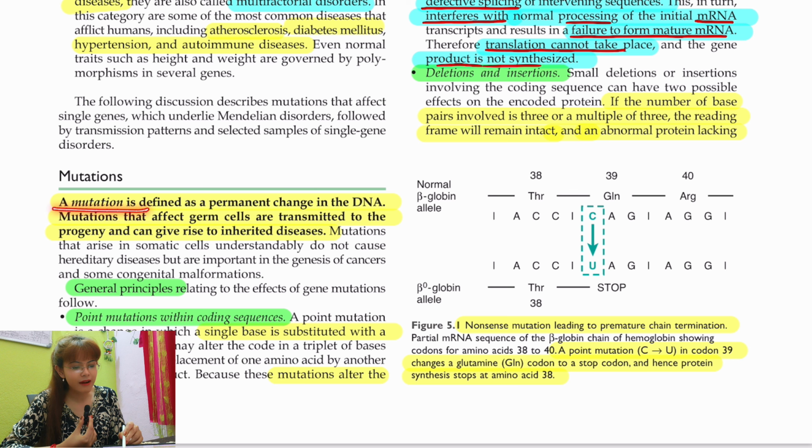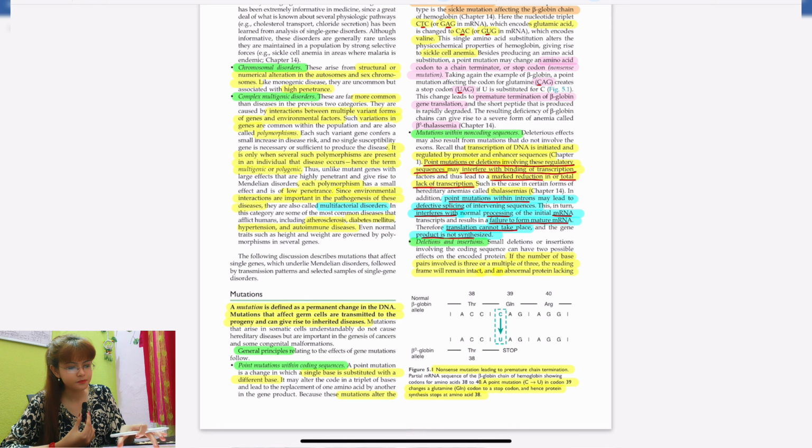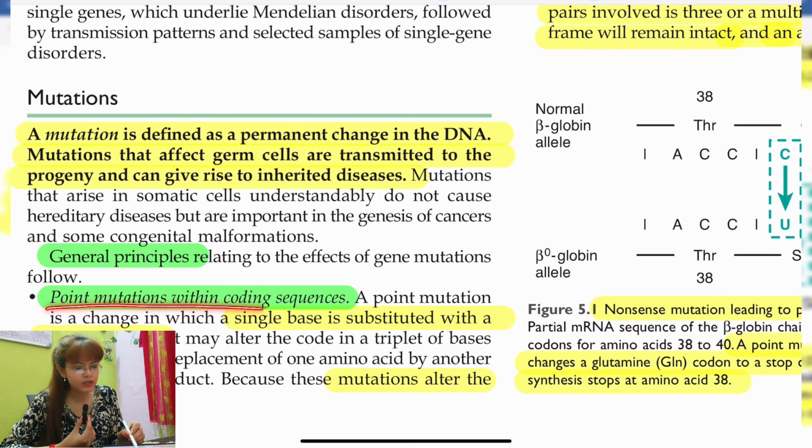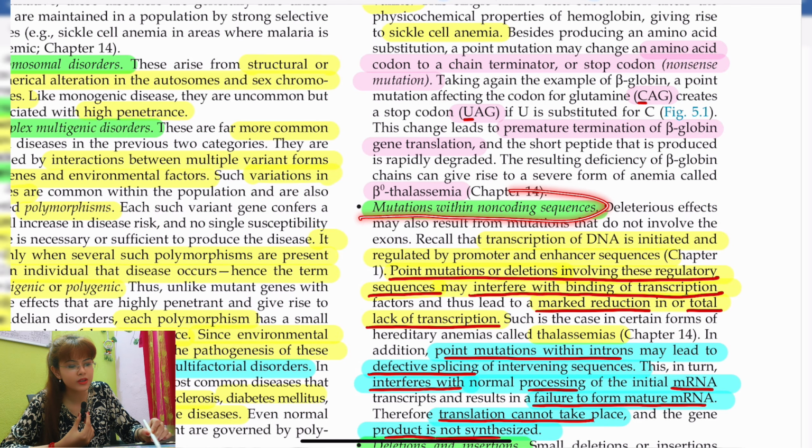So mutation is defined as a permanent change in the DNA. Mutations that affect the germ cells are transmitted to progeny and give rise to inherited diseases. Fine. Now, what are the principles? You see, there are so many principles of mutation. I will first mention the general principles and then I will explain them one by one. Number one is the point mutations within the coding sequences. Number two is the mutations within the non-coding sequences.